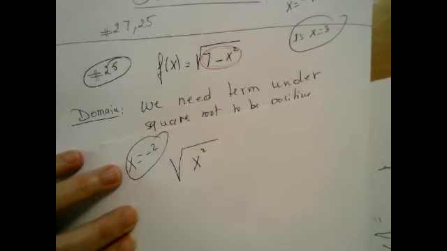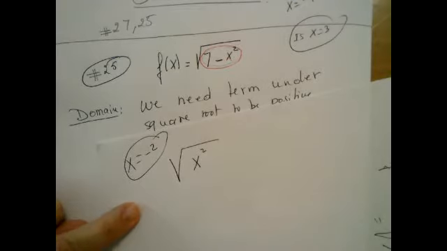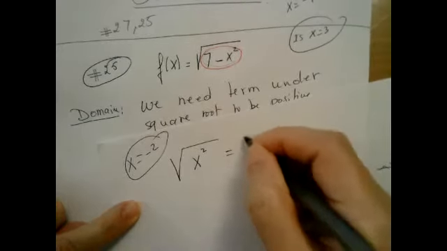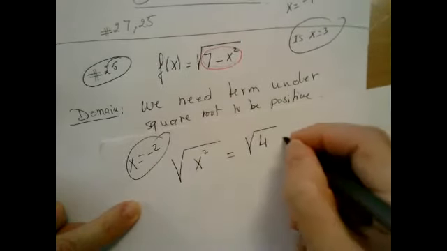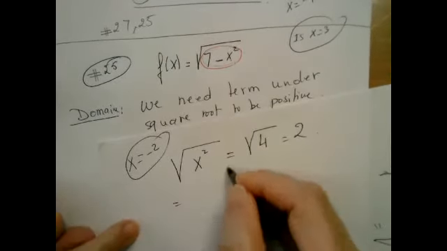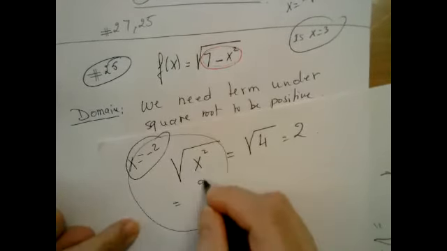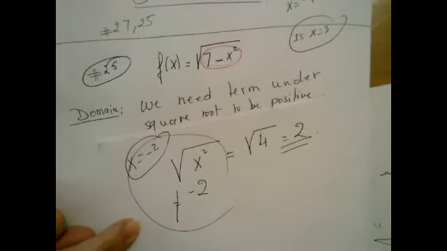Does the square root of x squared make sense when I plug in -2 for x? Yes or no? Yes, because this would be the square root of 4, which is equal to 2. So the square root of x squared, when x takes a negative value, is not -2. This is always the positive 2.